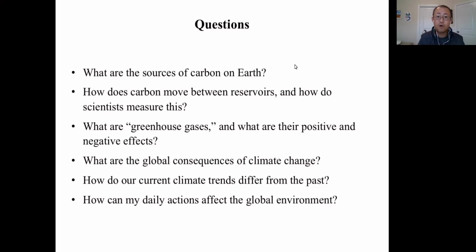And what are the global consequences of climate change, what would climate change cause? And also, how are our current climate trends different from the past? How do we know we have a climate change? And also, how can our daily lives, our actions, affect the global environment? So these are some questions we want to ask about this topic, relating the amount of carbon released and also the change of climate and also the chemistry involved.